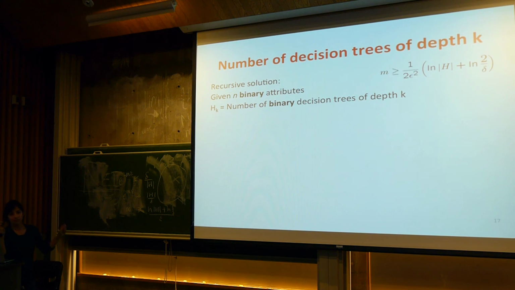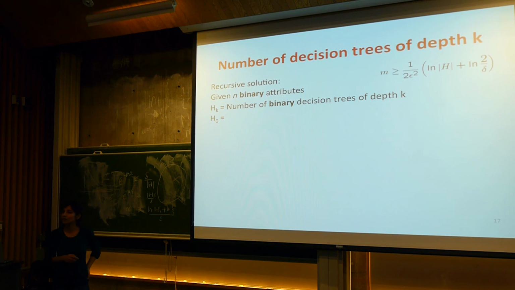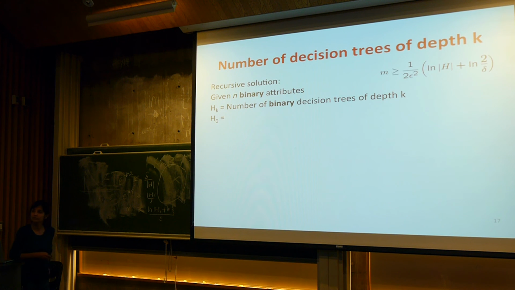With binary attributes, it's easy to see: at any one time you're only splitting on one feature, going by the 2 values it can take. That's the simplest setting to consider. We want to get a sense of how large this hypothesis space can be. So let's think about H_0, a decision tree with depth 0. How many decision trees are possible with depth 0?